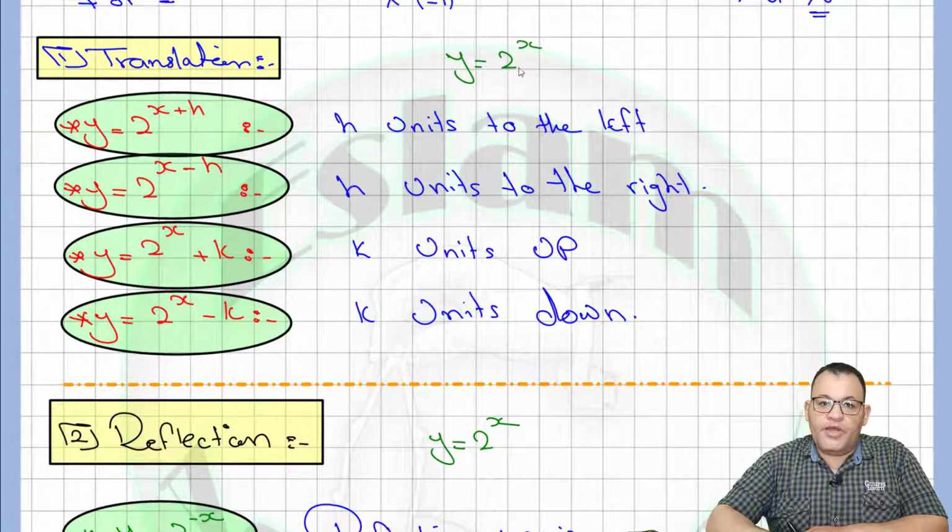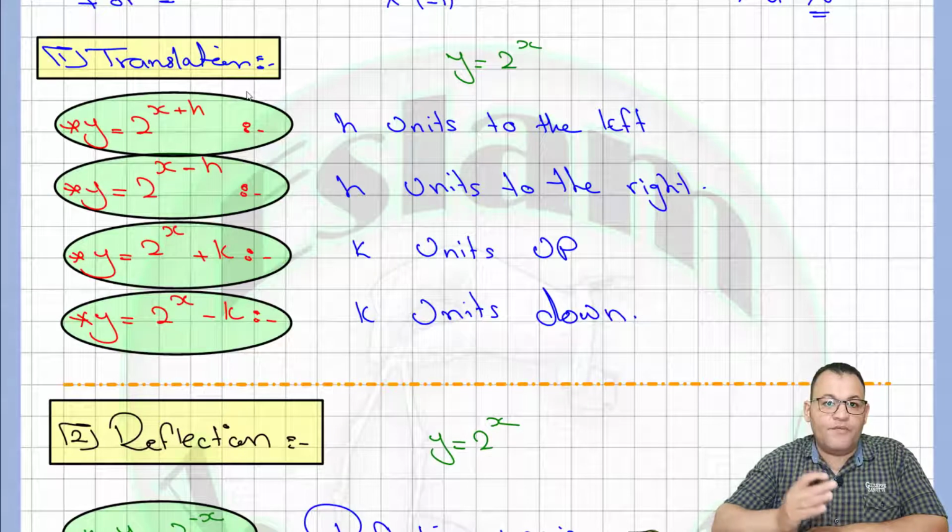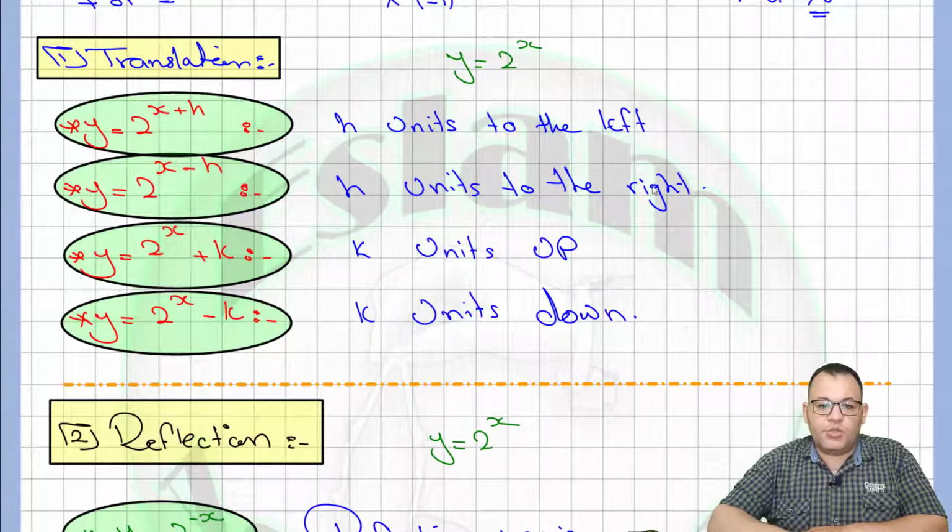Suppose that the parent equation is y equals 2 to the power x. So if you have y equals 2 to the power x plus h, if you add or subtract any number to x, it means you are moving right or left. If you add h, it means you are moving to the left. But if you subtract, it means you are moving to the right.